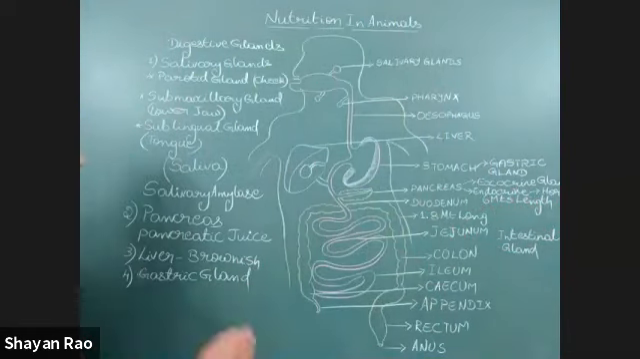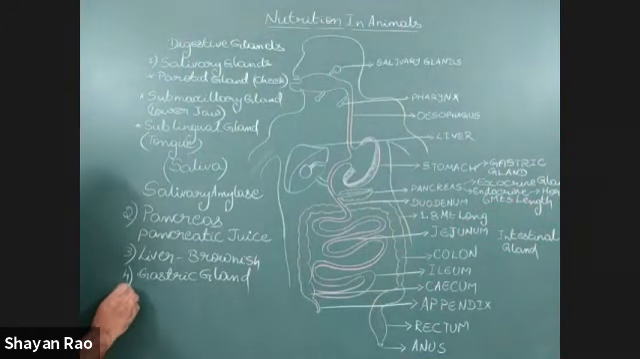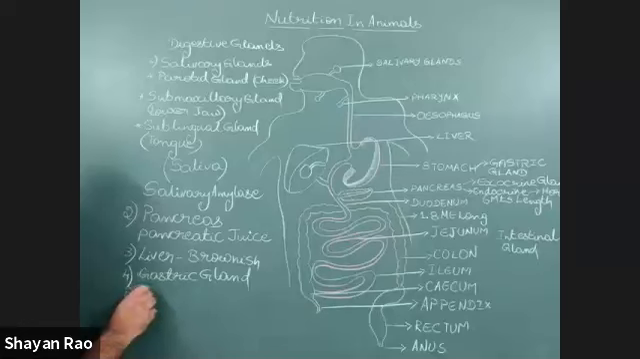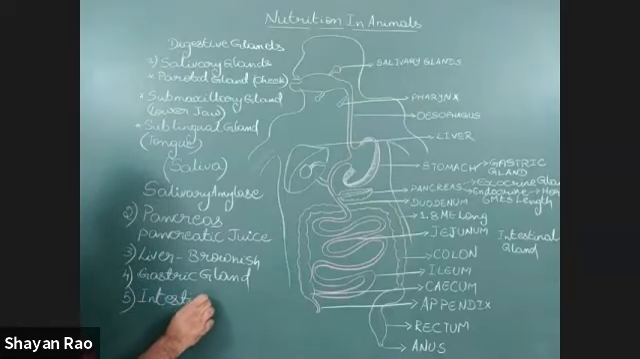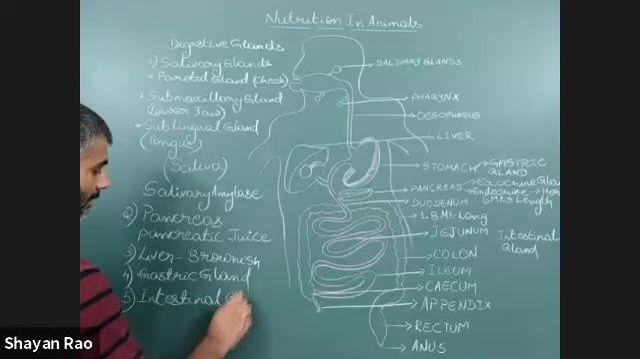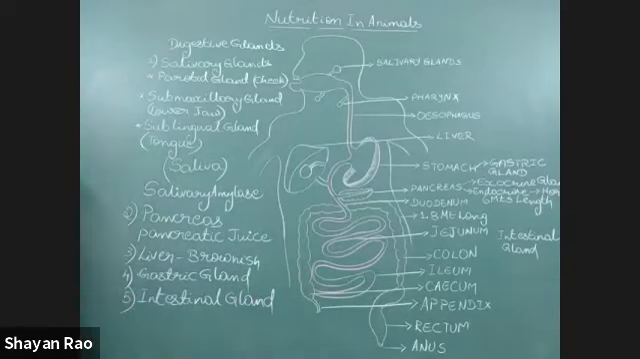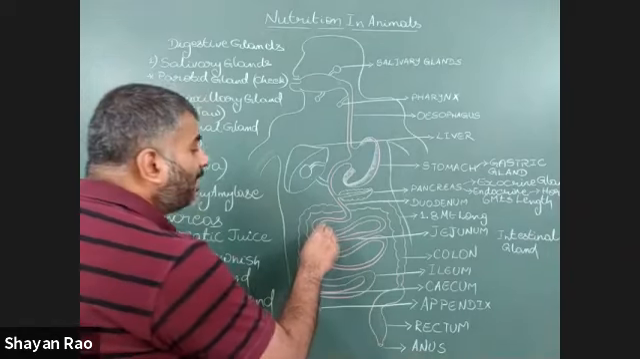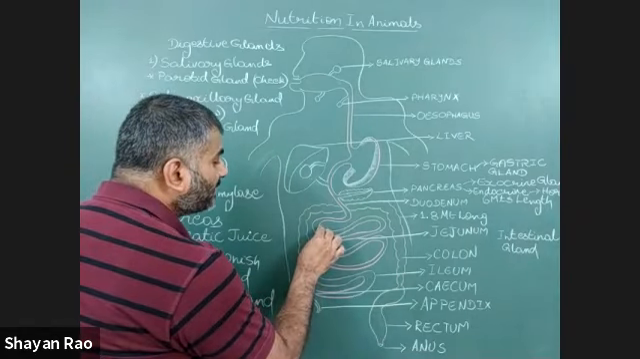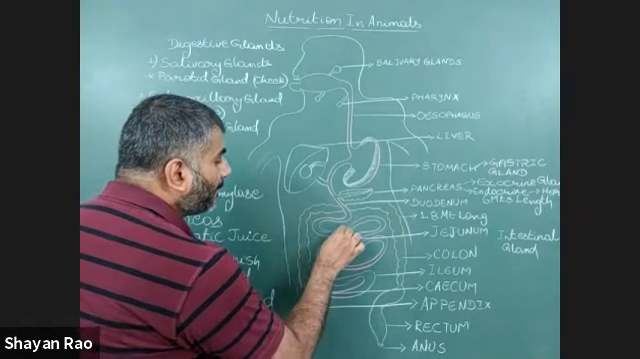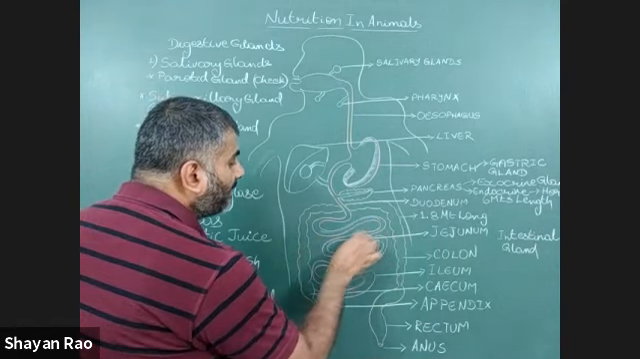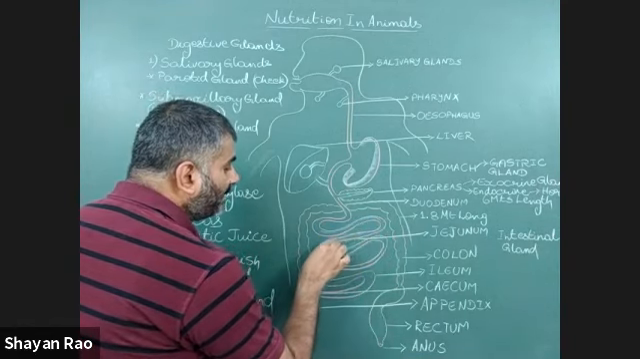And then lastly, we have the next gland, which is the intestinal gland. The last gland is the intestinal gland. This intestinal gland is present lining the small intestine. The small intestine will be lined by intestinal glands.